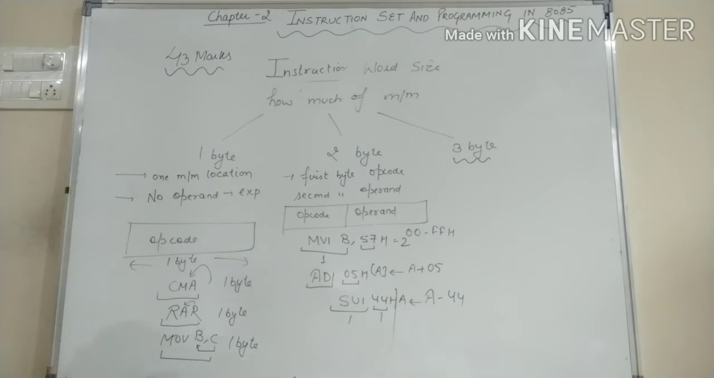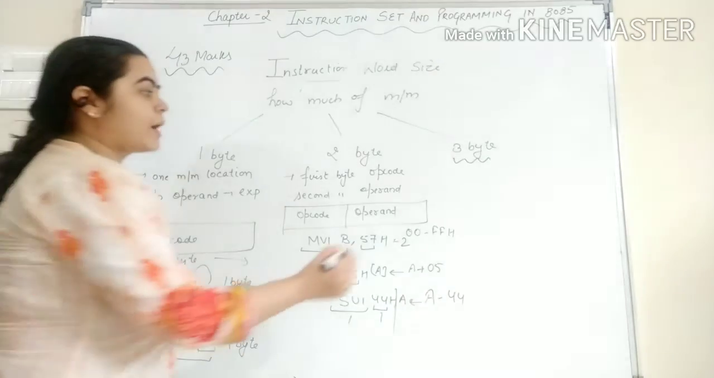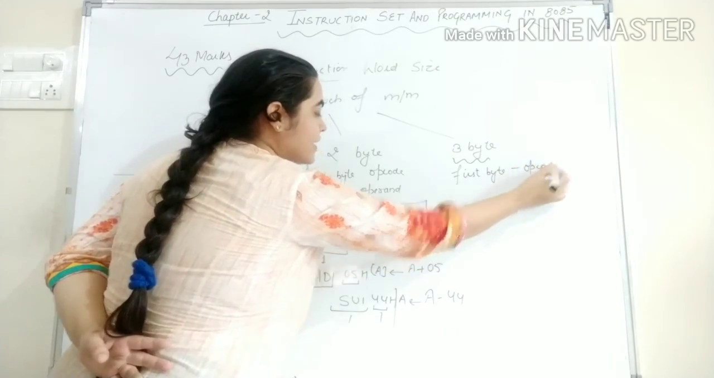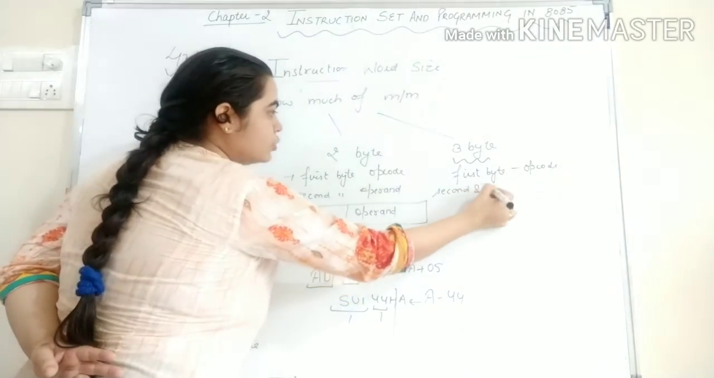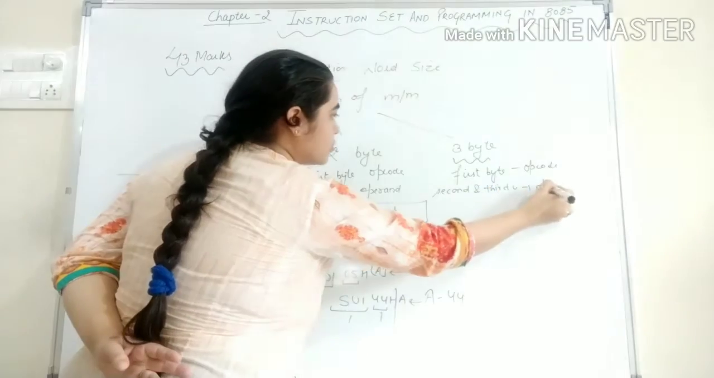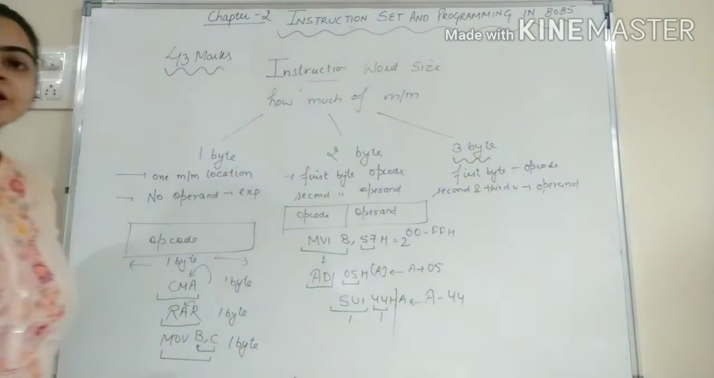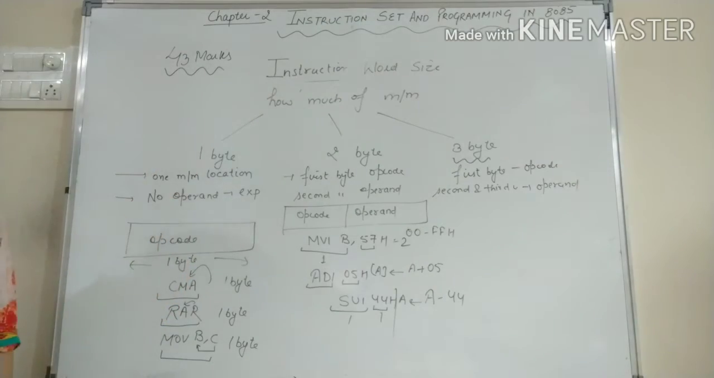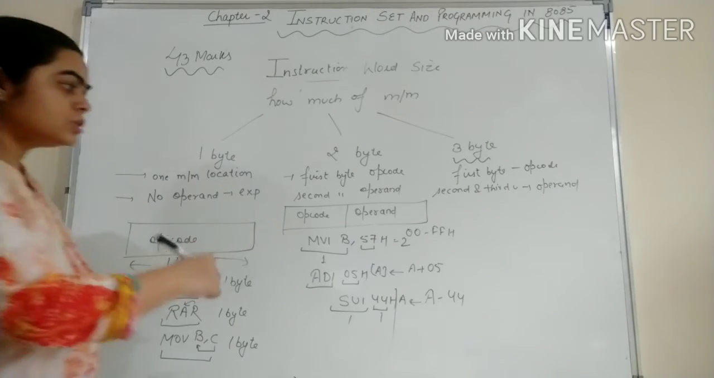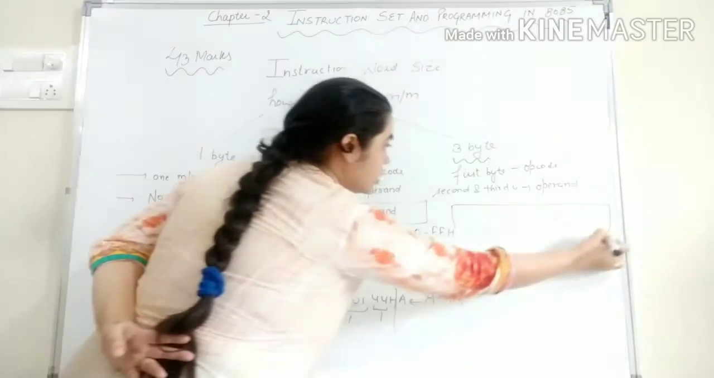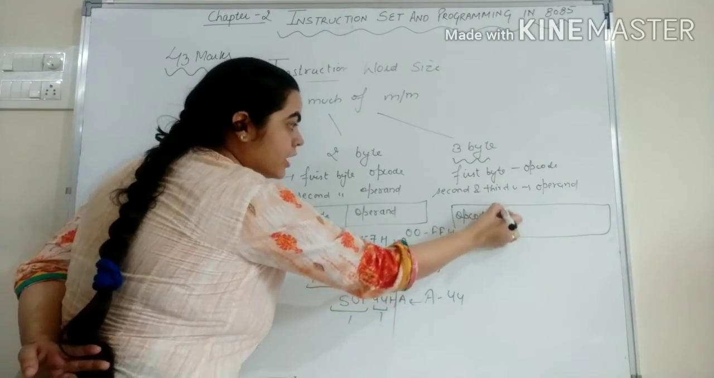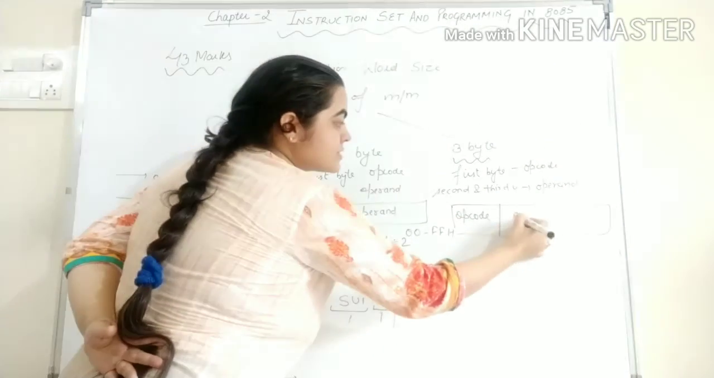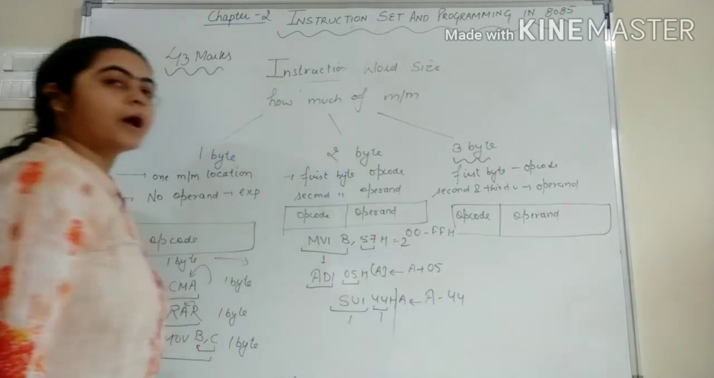Now come to the third category, that is the 3-byte instruction. Students, in the case of the 3-byte instruction, the first byte is used to specify the opcode, while the second and third bytes are used to specify the operand. So here the operand uses 2 memory locations, while the opcode uses 1 memory location in the memory of 8085. So what is the format of a 3-byte instruction? In this case we have an opcode in the first memory location, and the second and third memory locations are used by the operand.